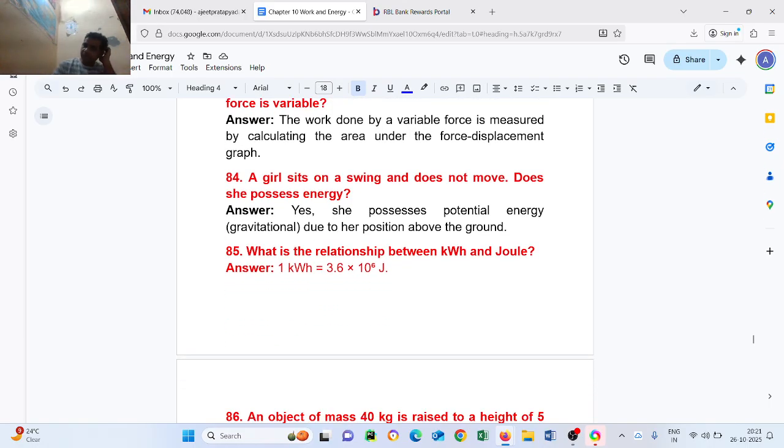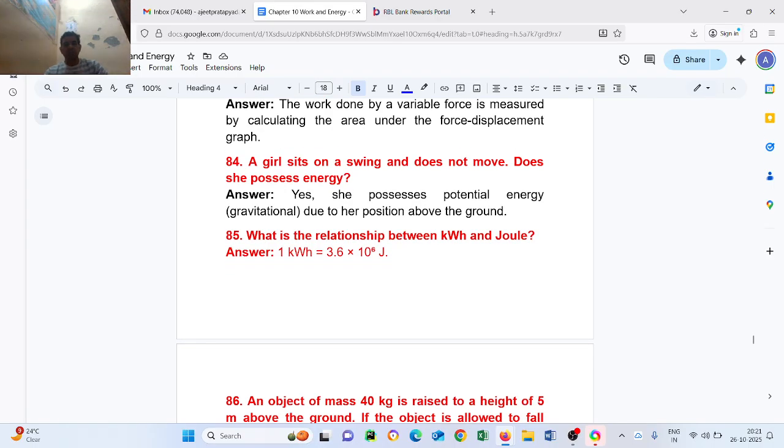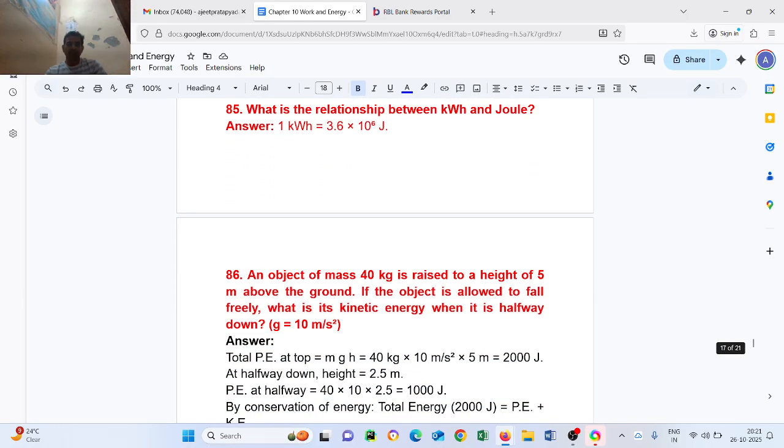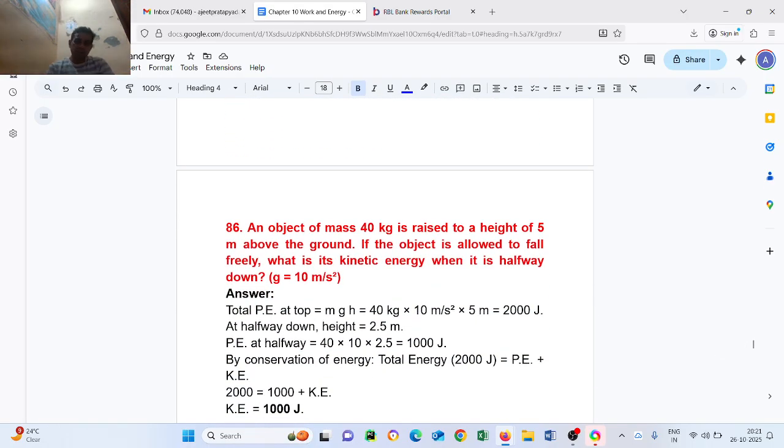Question number 85. What is the relationship between kilowatt hour and joule? 1 kilowatt hour equal to 3.6 multiplied by 10 to the power 6 joule. Question number 86. An object of mass 40 kg is raised to a height of 5 meter above the ground. If the object is allowed to fall freely, what is its kinetic energy when it is halfway down? g equal to 10 meter per second square.